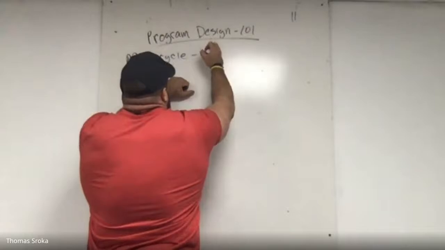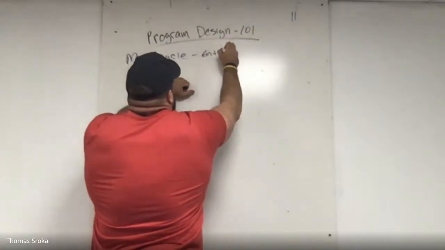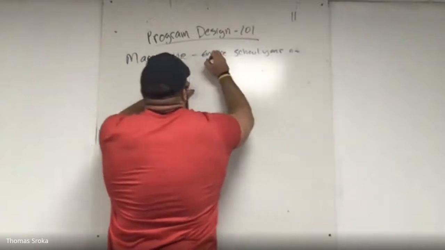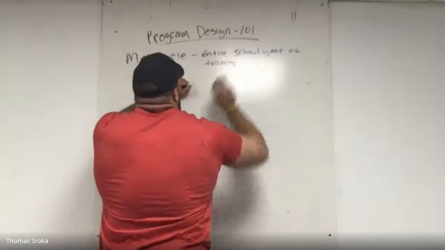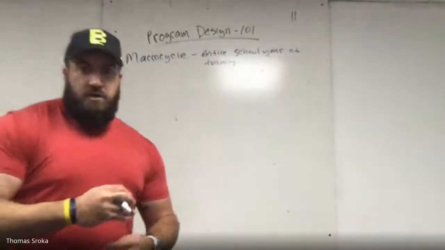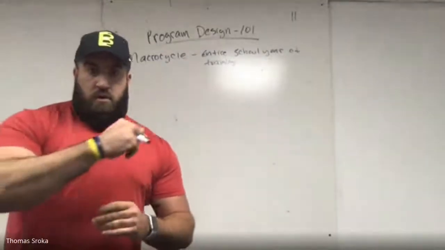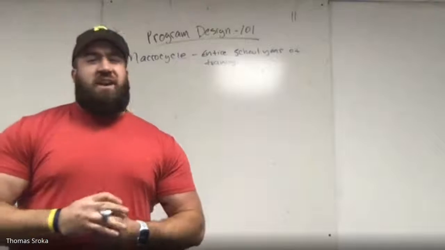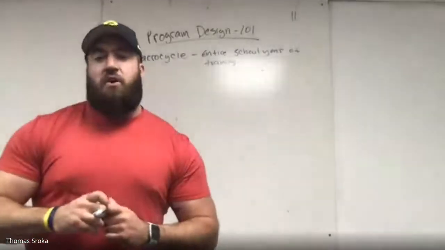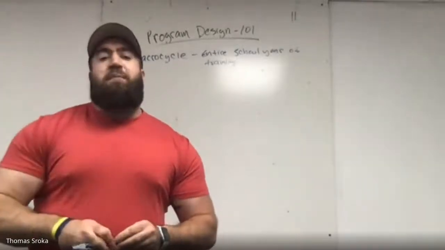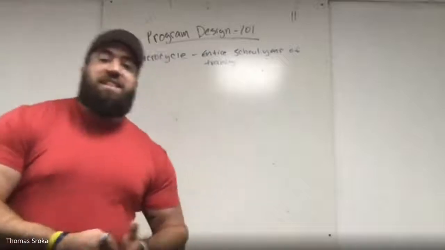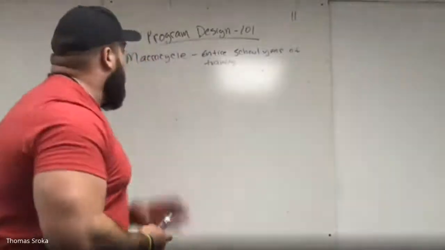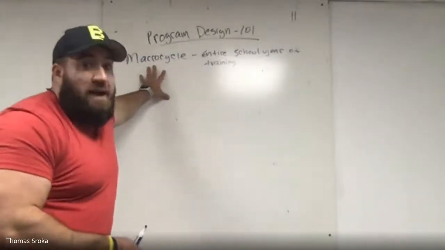For the sake of Jones, a macro cycle is the entire school year of training. All right, so from when you guys report in the fall to when we leave in May, June, it's a macro cycle for us. Macro cycle is the entire encompassing calendar year of training. Now, for a sport like baseball, it could be just the baseball season. That's your macro cycle. For any other sport that operates on a year-round basis, you can have your off-season, in-season, pre-season, stuff like that. Those are all different macro cycles, but the macro cycle itself should be the biggest portion of that training, okay? So for us, the entire school year at Jones is our macro cycle, all right?